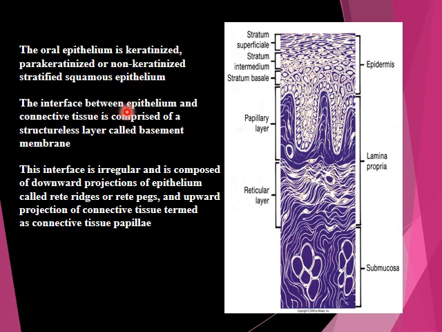The interface between the epithelium and connective tissue is composed of a structureless layer called basement membrane, or basal lamina in the electron microscope. This interface is irregular and is composed of a downward projection of the epithelium, which is called rete pegs, and the upward projection of the connective tissue from the lamina propria, which is called papillary projection.